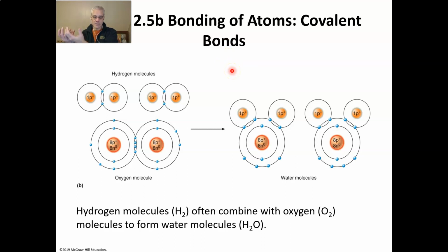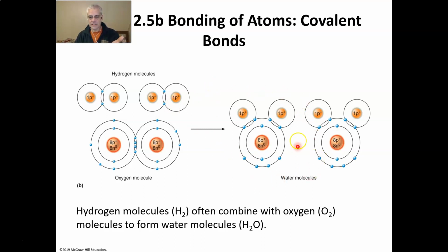Now you can share one pair of electrons, or you can share two pair of electrons. That's what oxygen does. O2 shares two pair of electrons. But in order to create water, we have to break apart the oxygen molecule, and we have to break apart the hydrogen molecules, and then we have to bond these two hydrogens to that one oxygen. So that takes a little bit of energy to do that. It doesn't just happen spontaneously. You have to add a little energy in. And there are ways to do that. Your body does it. Nature does it. We can do it in a chemistry lab.